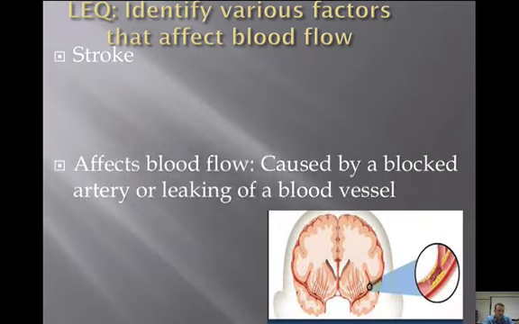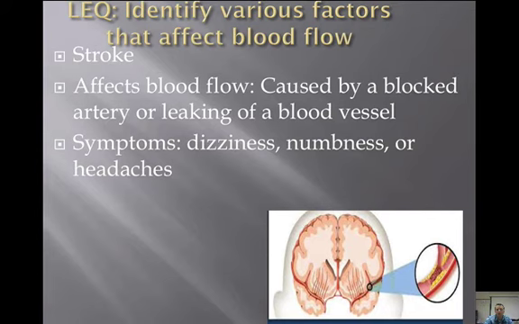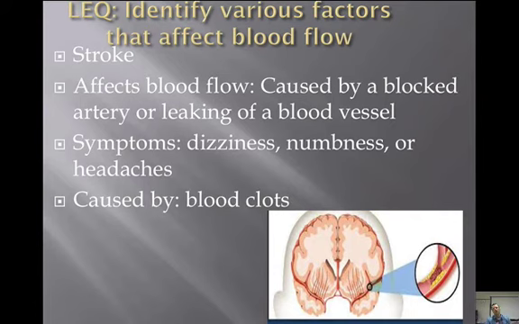So the next one here is a stroke. It's caused by a blocked artery or leaking of a blood vessel. Symptoms are dizziness, numbness, or headaches caused by blood clots. So these blood clots can do two different things. That's a blocked artery, or the leaking of a blood vessel, where the blood vessel actually ruptures open. And then that blood, instead of going into the artery, goes into your brain, and that's called a hemorrhage. A hemorrhage is basically bleeding of the brain, but I have a video here that shows that going on inside the brain.